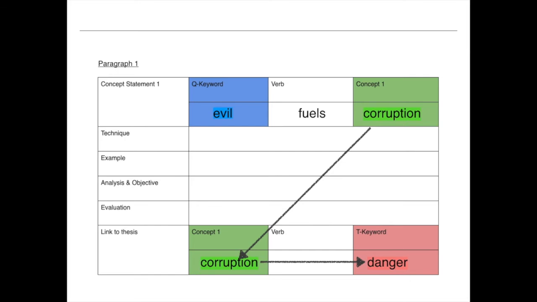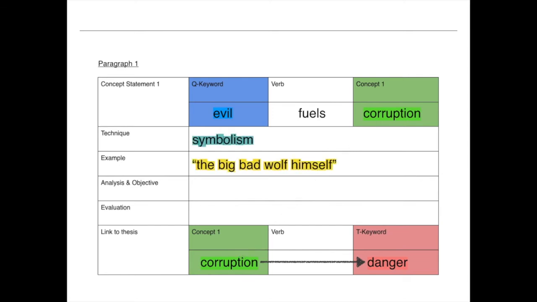Next, we add our textual evidence that supports our statement. In this example, we have symbolism in the quote, the big bad wolf himself. So then you add your analysis and objective. For this one, it represents evil devouring the grandmother. These take up just one space because you can often put both in one sentence. Remember that the analysis is how the technique creates an effect, and the objective is the reason why the composer wanted to create that effect in that part of the text.